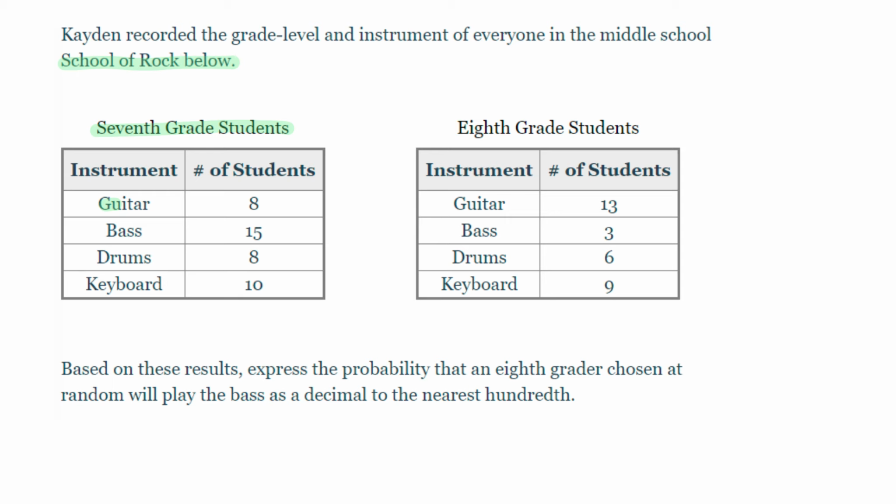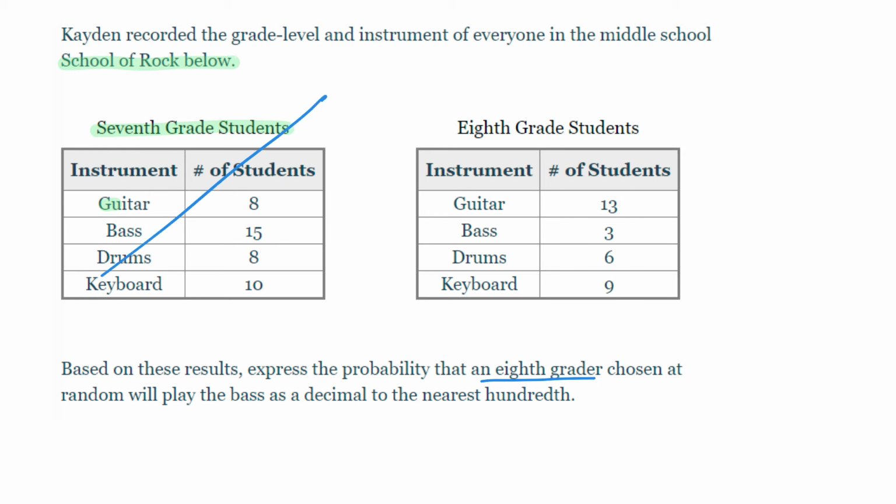So based on these results, express the probability that an 8th grader chosen at random will play the bass as a decimal to the nearest hundredths. Okay, first of all, read through something more than one time. You're not going to read through one time and immediately know the answer, but what you want to do is identify the information that we want. Based on results, the probability of an 8th grader.